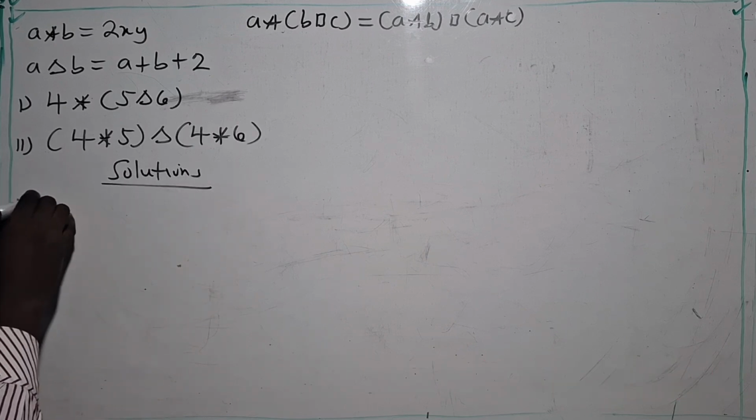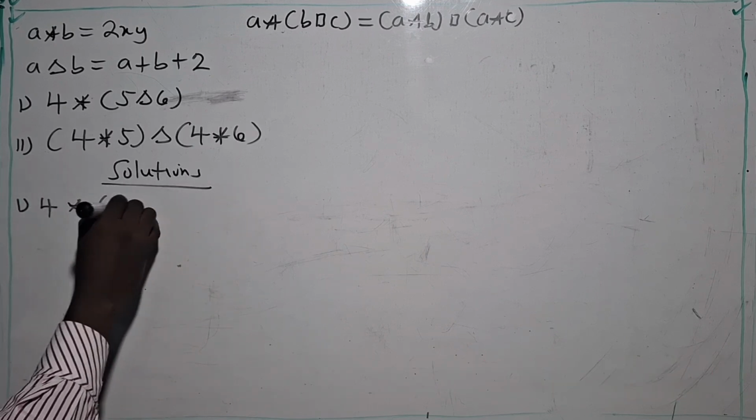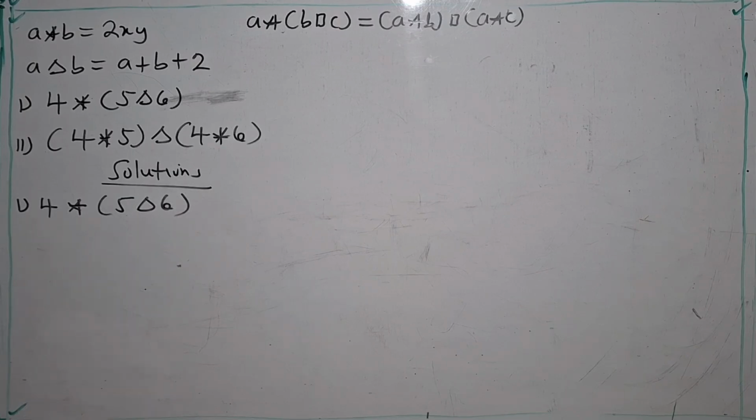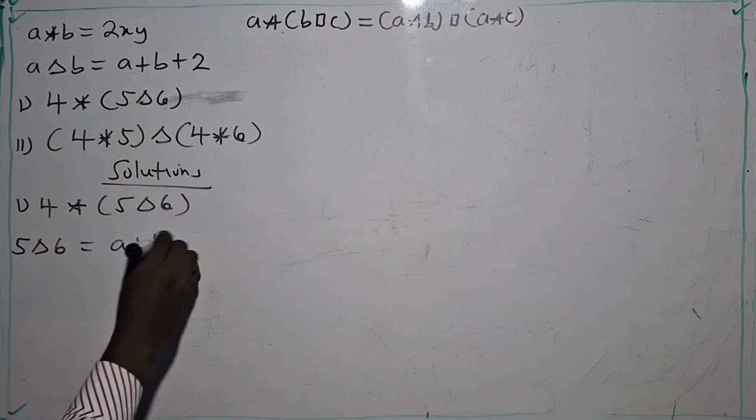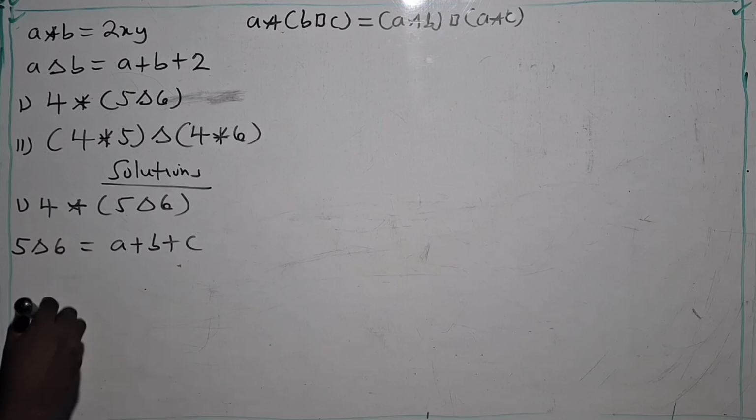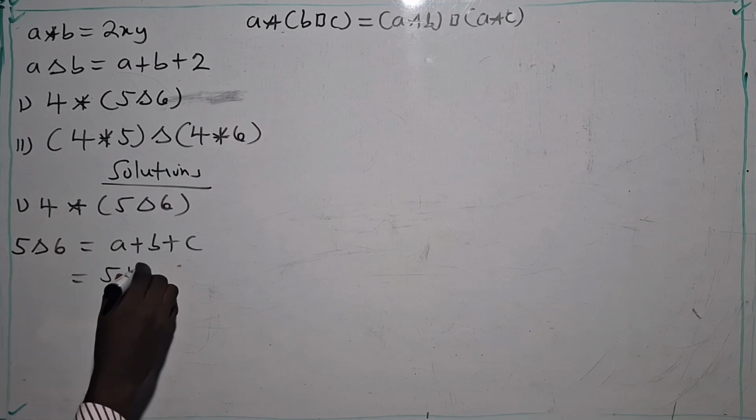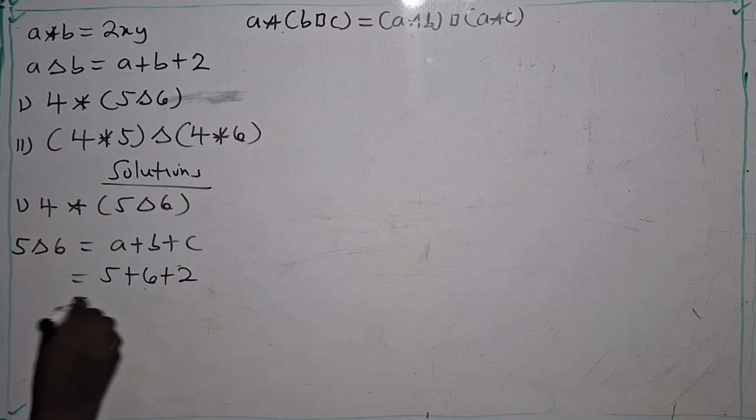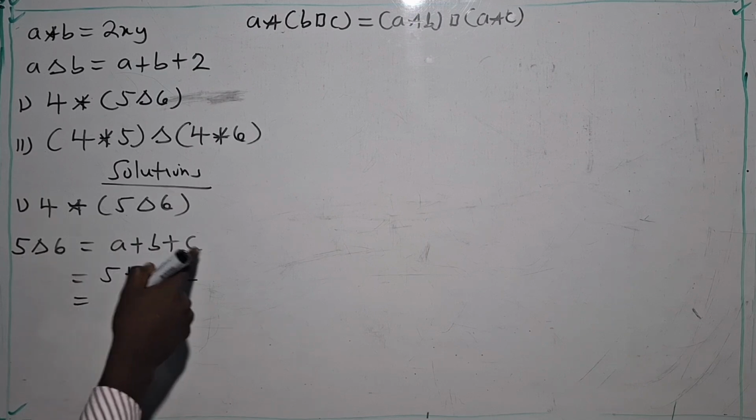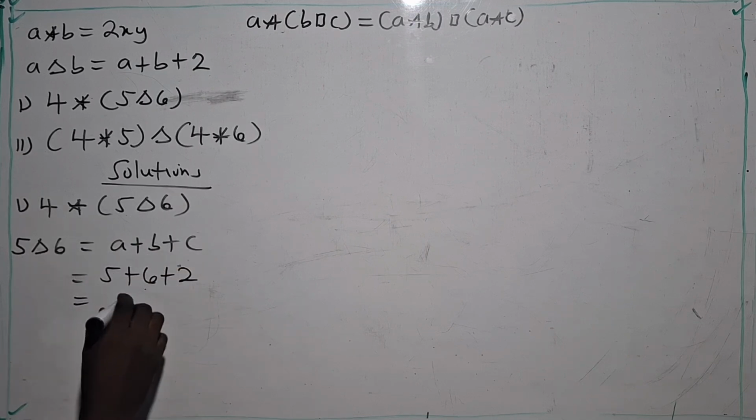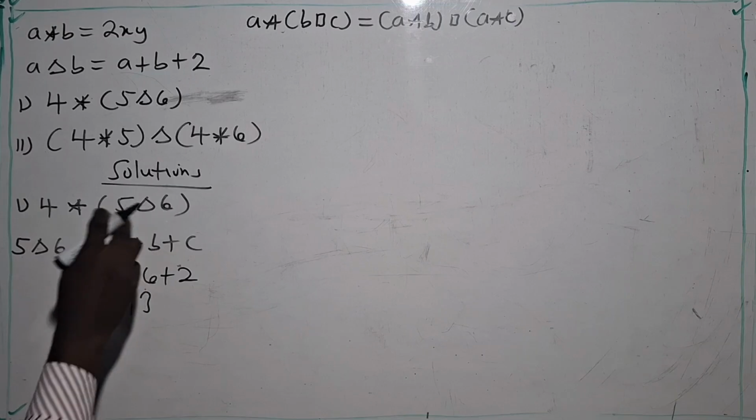So the first one, I, 4 operation, bracket, 5 operation 6. So bracket first. 5 operation 6 means you are going to apply this: A plus B plus 2. Our A is 5 and B is 6, so this gives us 5 plus 6 plus 2. 5 plus 6 is 11, plus 2 is 13. So in the bracket, we have gotten 13.